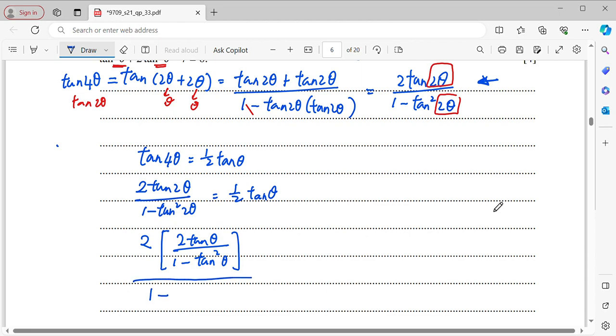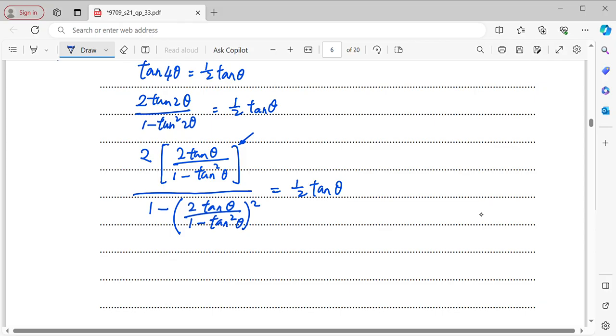1 minus tangent squared 2 theta, which is just squaring this bracket. So 2 tangent theta over 1 minus tangent squared theta, then you square it. Then this is going to be half tangent theta.